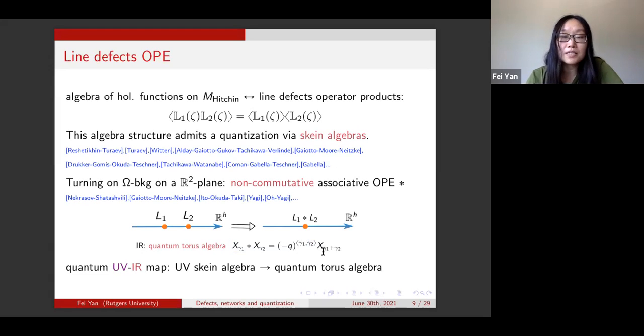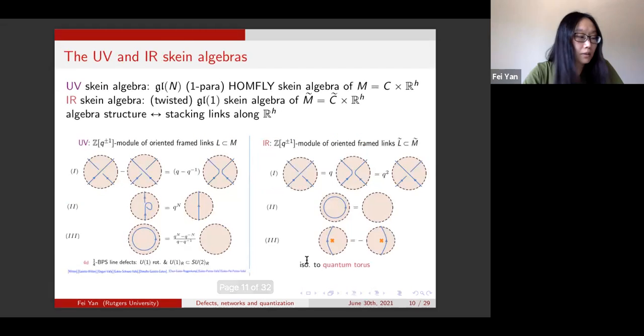So as we see, the spatial line defects are equipped with this kind of non-commutative algebra structure. So the quantum UV-IR map we're after should be a map from the UV skein algebra to the quantum torus algebra. Moreover, it should preserve the OPE on both sides, so it should be a homomorphism. So let me describe the UV and IR skein algebra. By describe, I mean really give a definition of what I'm talking about, and then I'll describe how to construct this quantum UV-IR map.